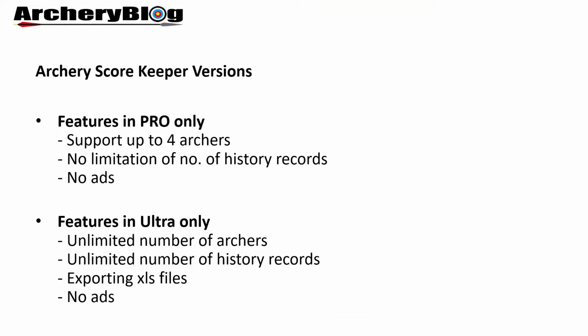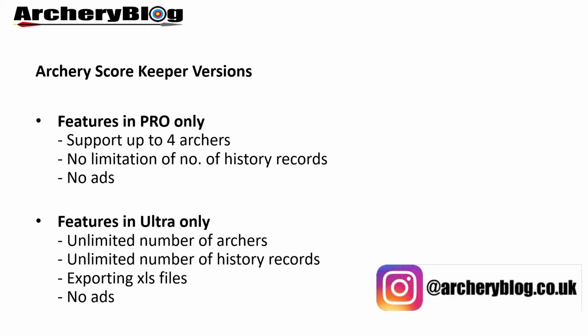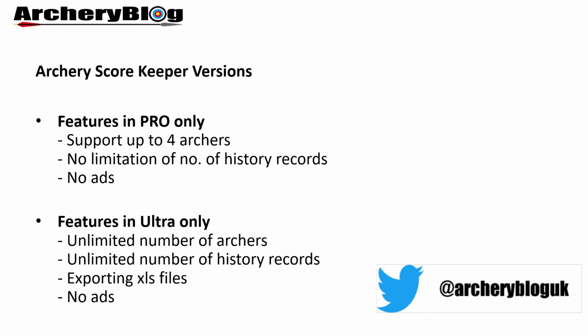Right, so in the Pro version only, there's support for up to 4 archers, whereas I believe in the free version there's only support for 1 archer, which is fine because you're probably only going to be using it yourself. And there's no limitations on the number of history records that you can create. Unfortunately, in this free version there is a limit. It will only store your last 10 scores, which is a bit of a limitation. But in the Pro version as well, you don't get ads.